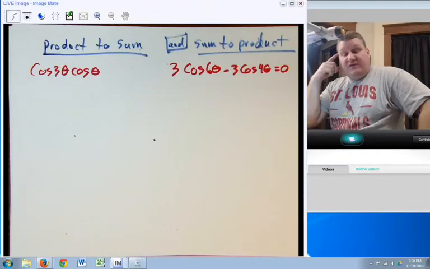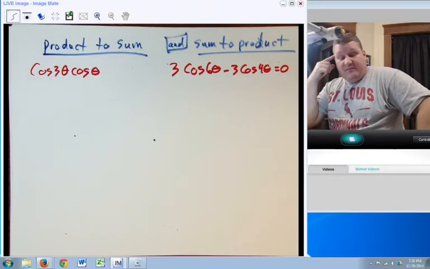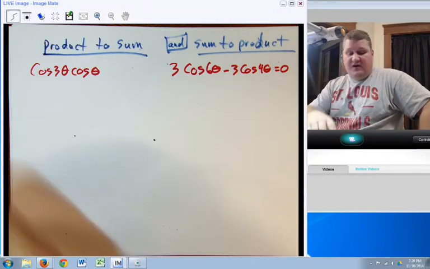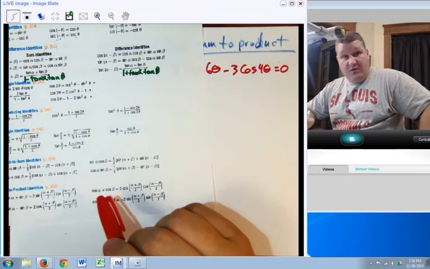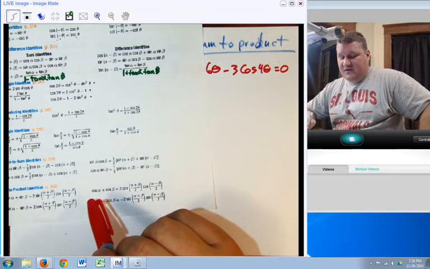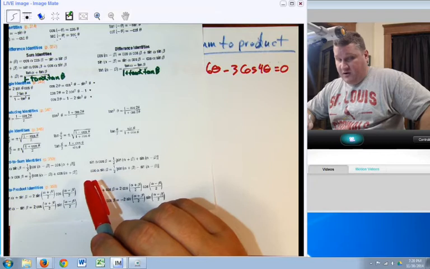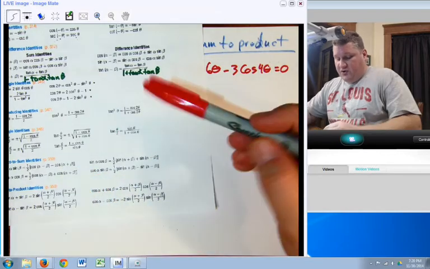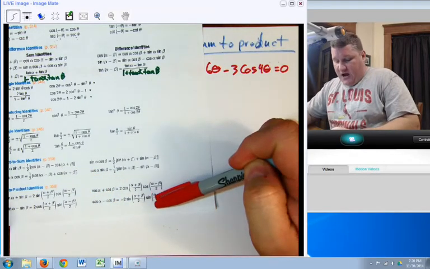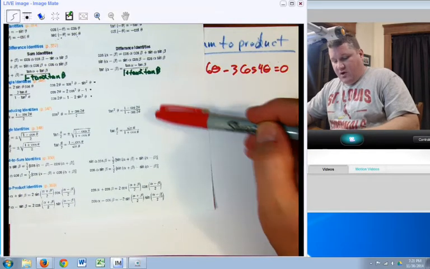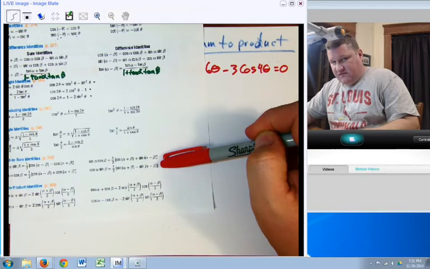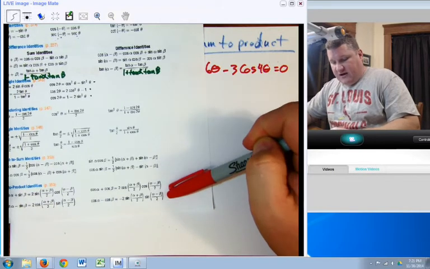Okay, so the last section in this chapter is finishing up all of these trig identities. Now, good news, bad news. We have some more identities. That's the good news. The bad news is I'm not going to make you memorize all of them. You do not need to memorize the power reducing identities, the product sum identities, or the sum to product identities.